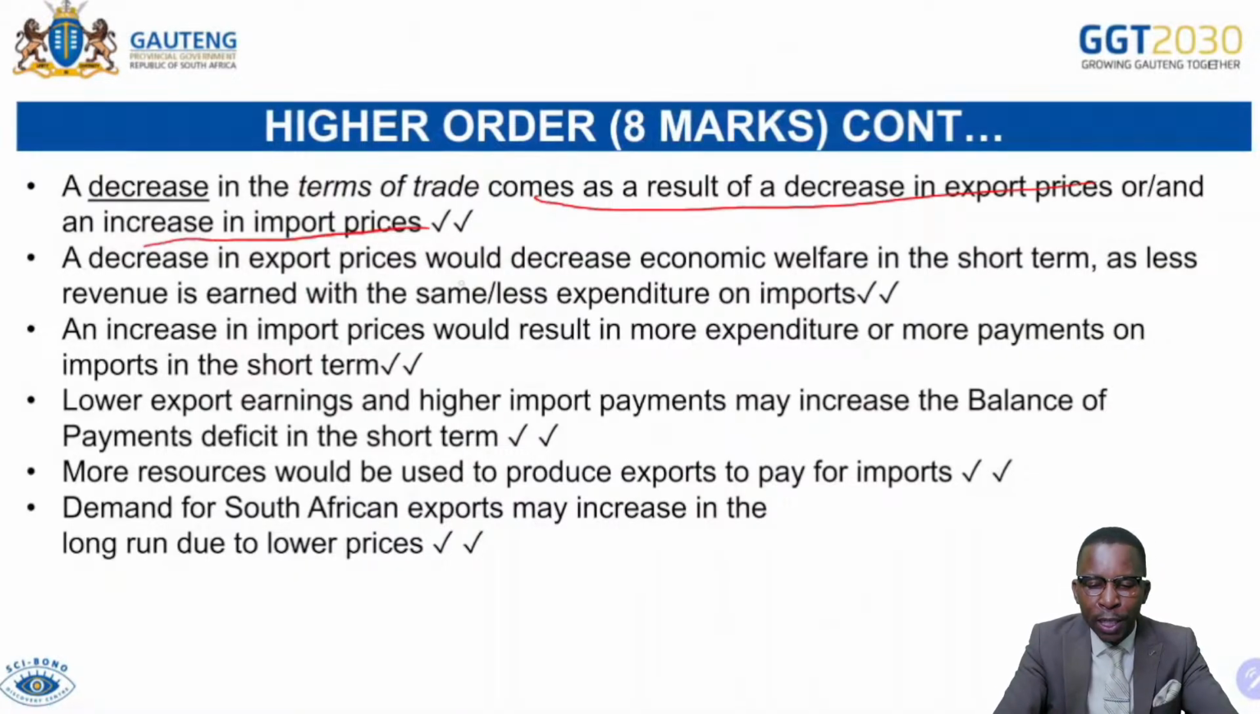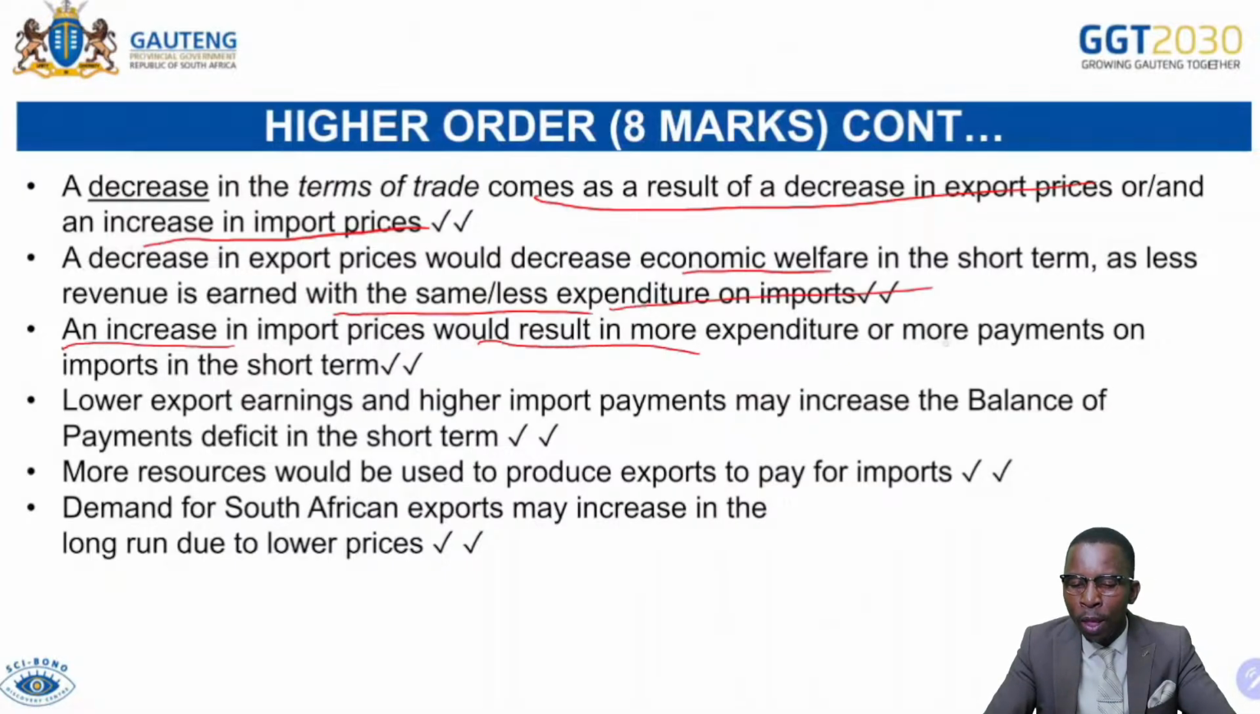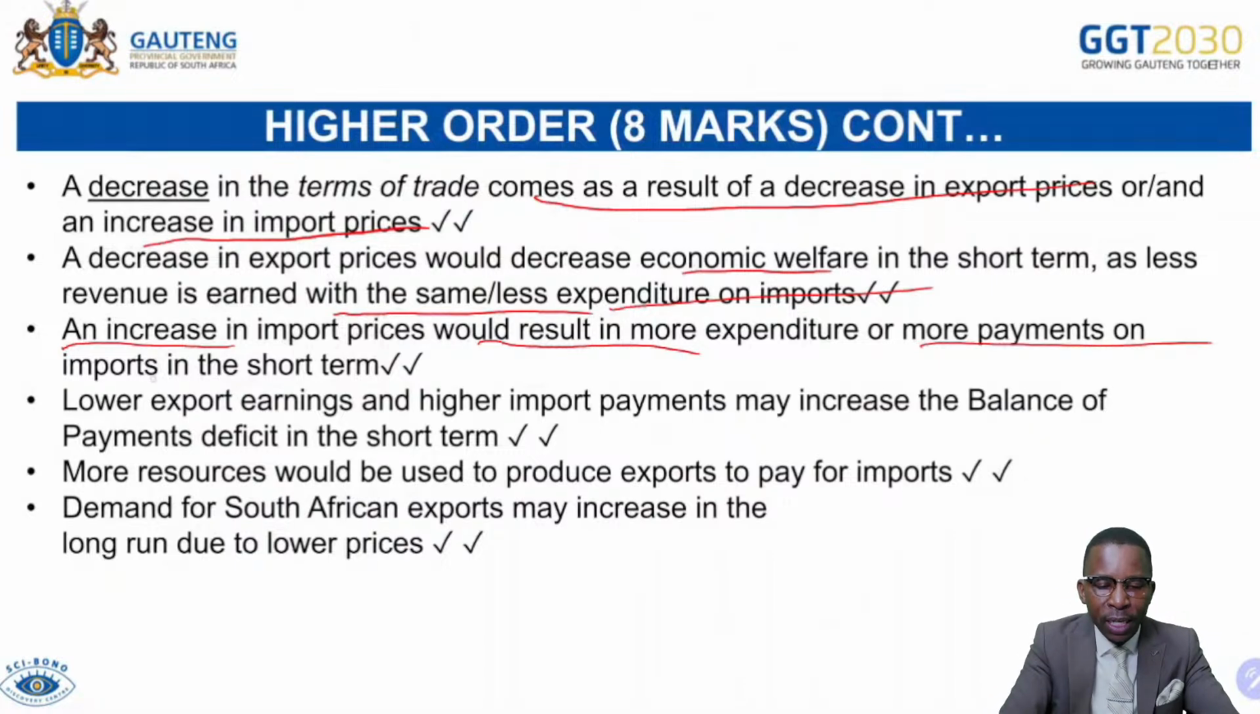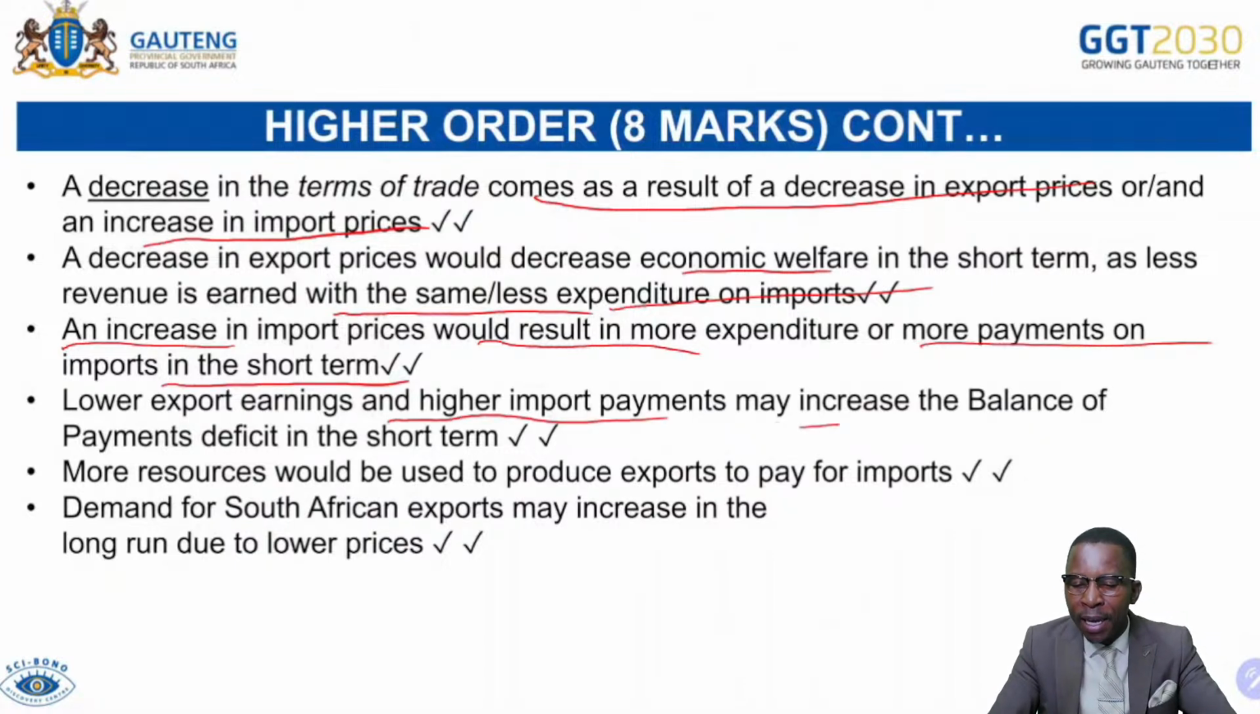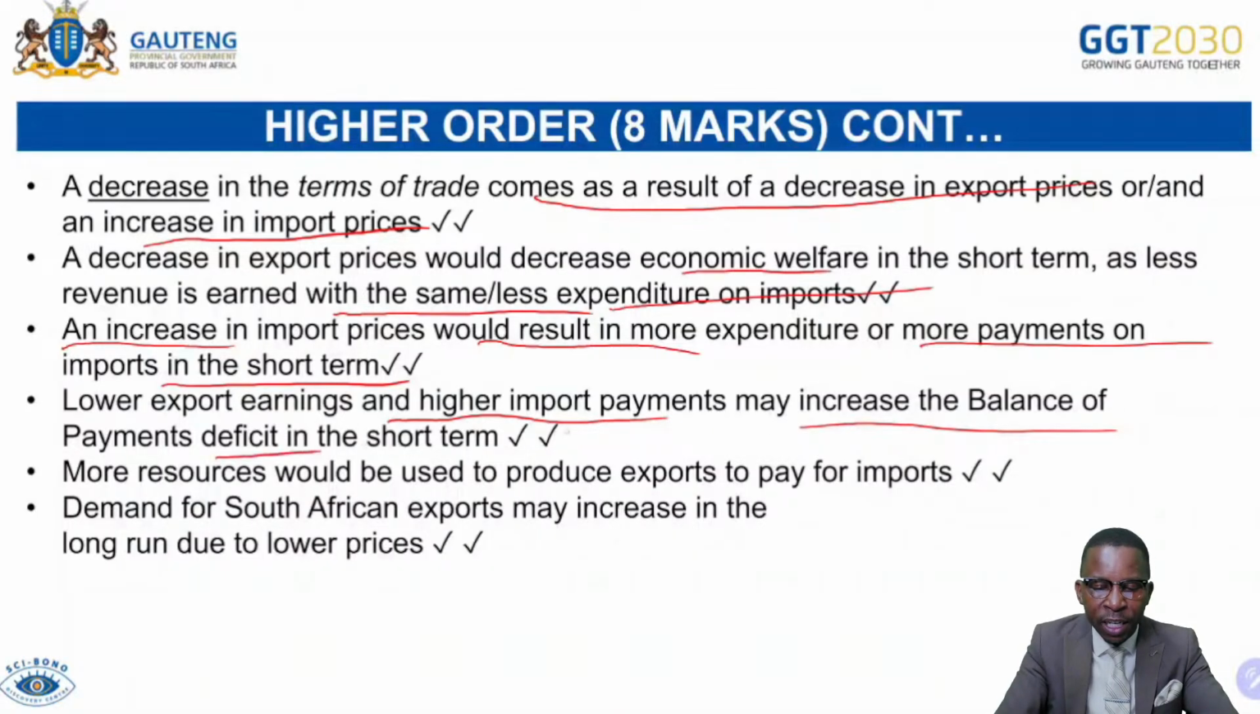A decrease in export prices would decrease economic welfare in the short term, as less revenue is earned with the same or less expenditure on imports. An increase in import prices would result in more expenditure or more payments on imports in the short term. Lower export earnings and higher import payments may increase the balance of payments deficit in the short term. More resources will be used to produce exports to pay for imports. The demand for South African exports may increase in the long run.